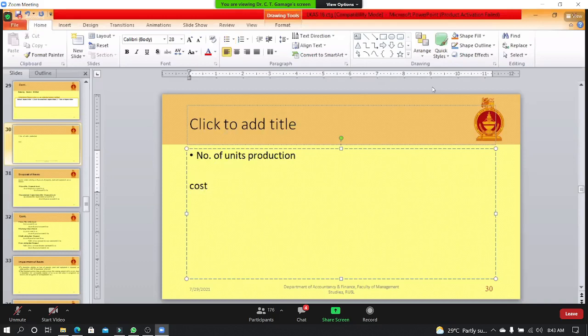We get the cost as earlier. We reduce the residual value, then we divide by the total unit of production and multiply by the actual production in the year.